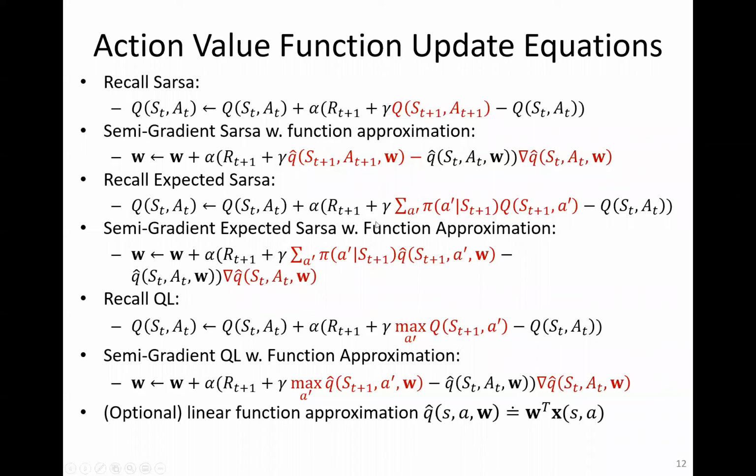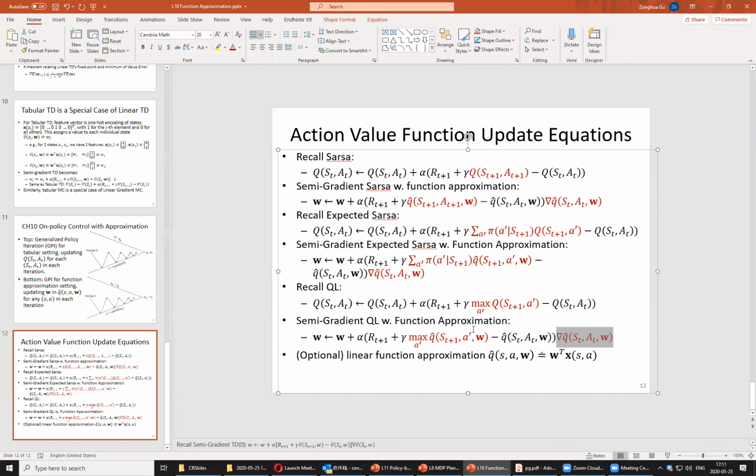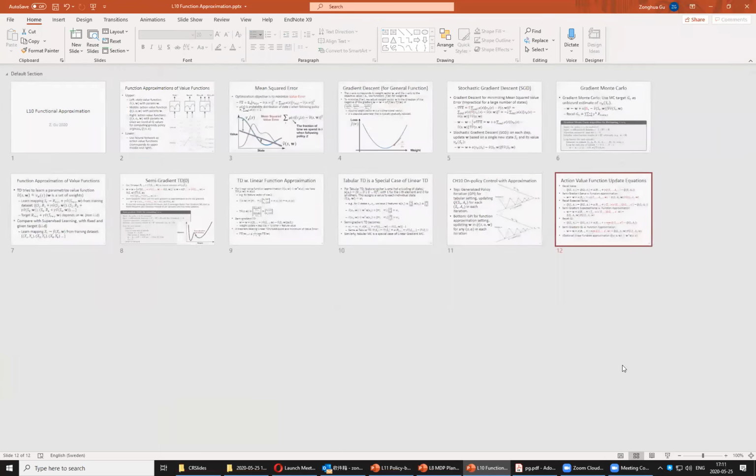And for expected SARSA, similar. Q-learning, similar. Yeah, just a simple replacement. And you can use linear function approximation as Q functions. So w times x(s, a), instead of w times x(s). So you can replace the gradient term with x, with the linear function approximation. So that's the end of the short chapter on function approximation.